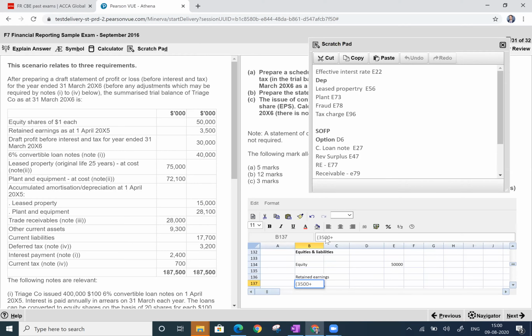So how much? 3,500 plus whatever profit you have, adjusted profit 14,327, plus current year profit adjusted 14,327. Check whether there is any dividend paid. No dividend paid. So that's it. So retained earnings equal to 3,500 plus, I think it is E112, 17,287. Yes.